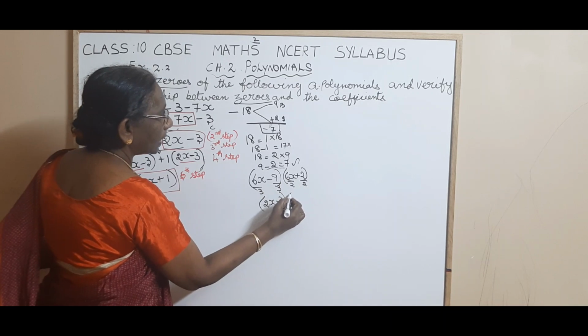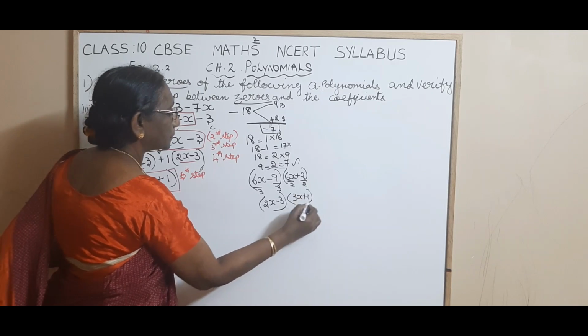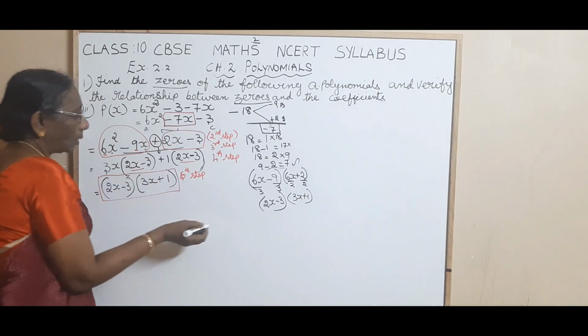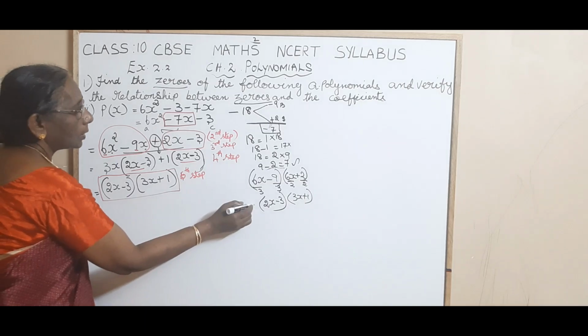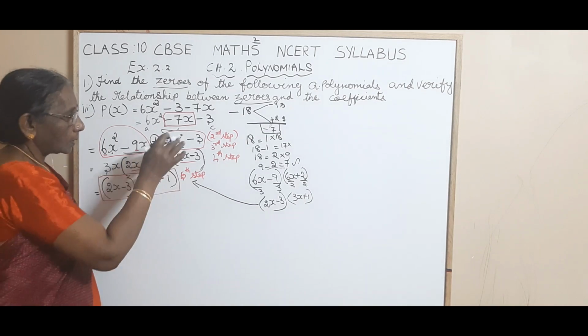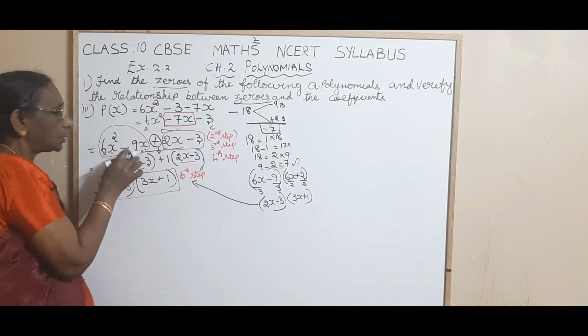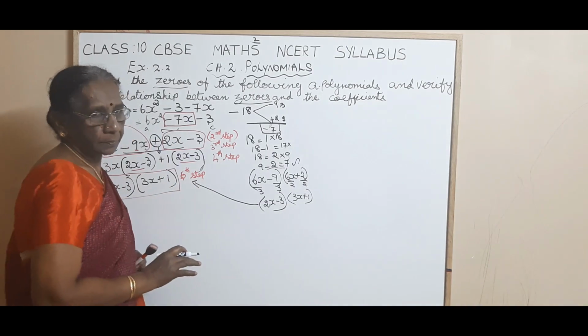So what do you get? 3 times (3x plus 1). Okay, children? So instead of writing these 2 steps, you can straight away write this step. But which is the best? Doing the sum with these 2 steps is the best.